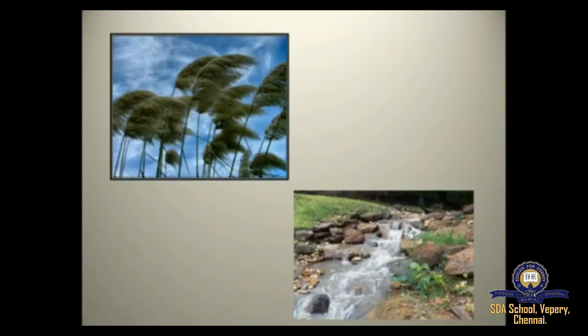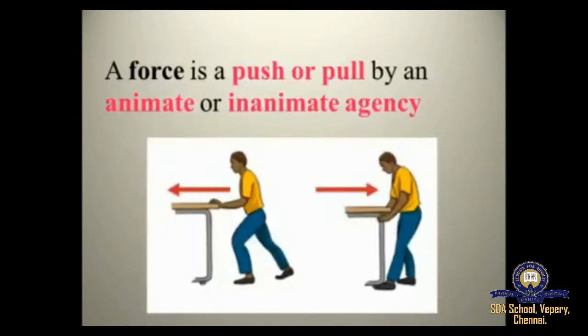So sometimes a push or pull can also be due to an inanimate agency. So from this, what do we observe? A force is a push or a pull by an animate or inanimate agency. You could see that in the picture, the first man is trying to push the table, whereas in the second case, the man is trying to pull the table towards him. So a force is a push or a pull caused by an animate or inanimate agency. Animate is a living agency, whereas an inanimate agency is non-living, okay. It lacks the ability to move.